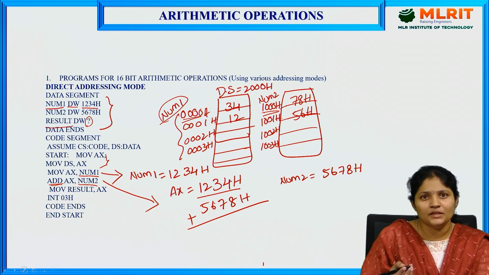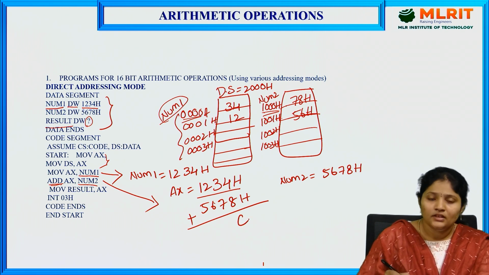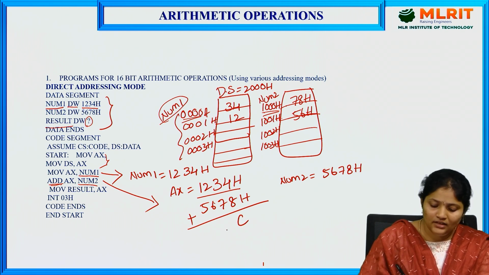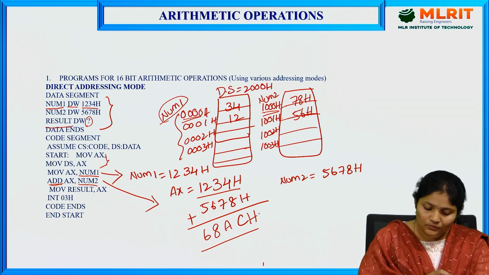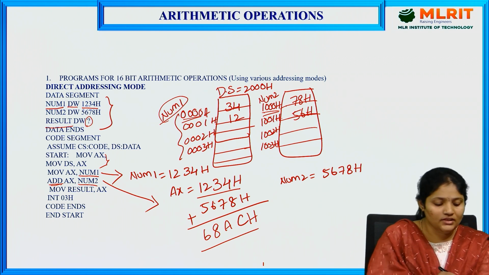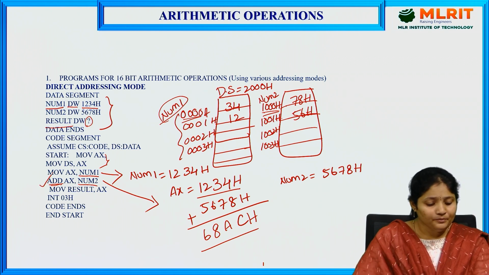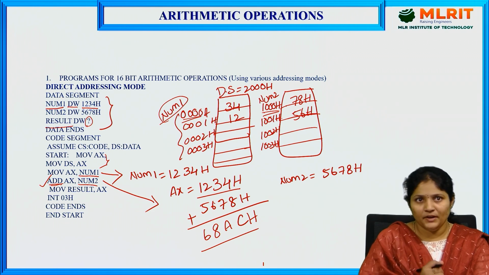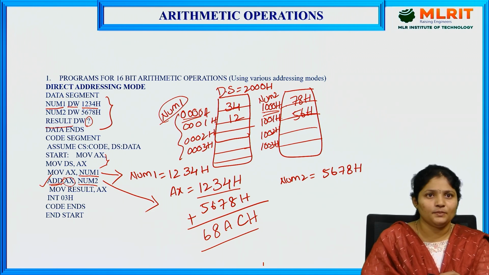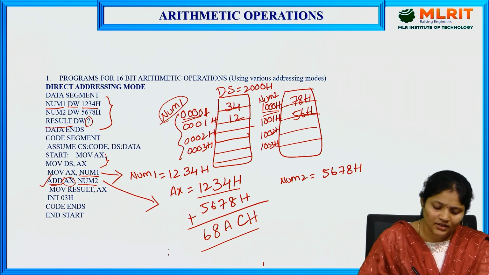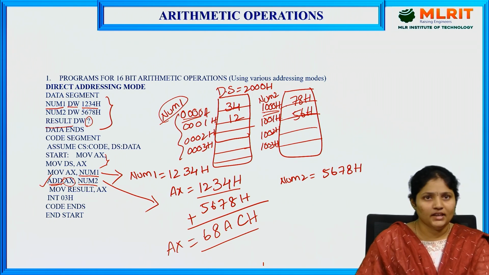12 in hexadecimal can be represented by C. 7 plus 3 is 10, which can be represented by A. 6 plus 2 is 8. 5 plus 1 is 6. So this will be the output we get after executing this instruction. But which register will hold this output? As I already mentioned, the destination register will hold this value. So the AX register has the value 68ACH.